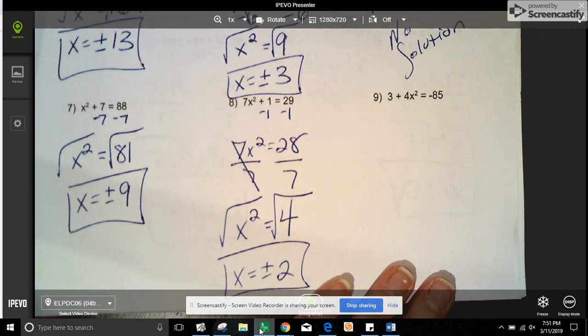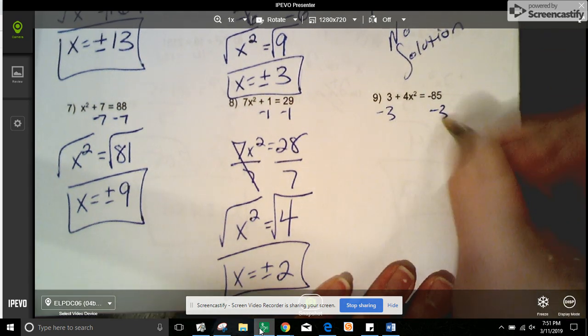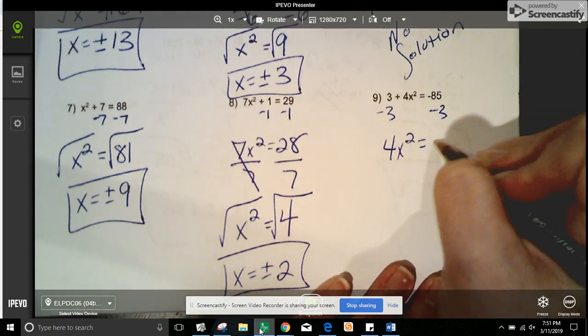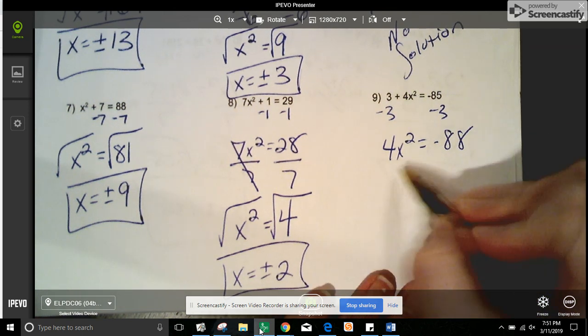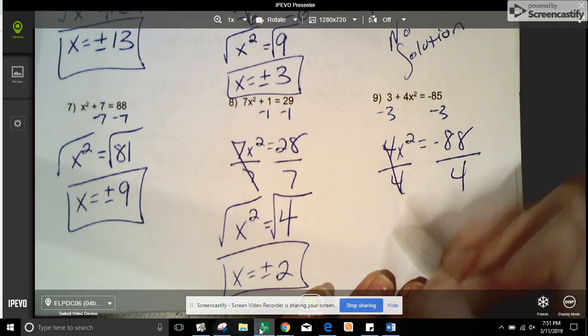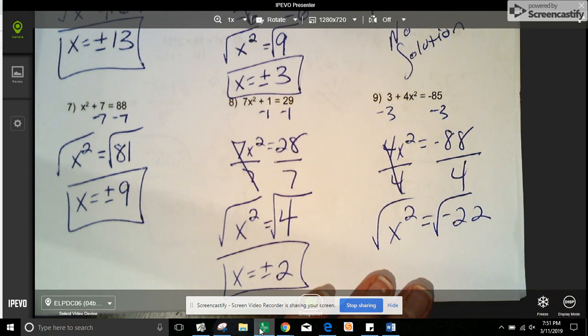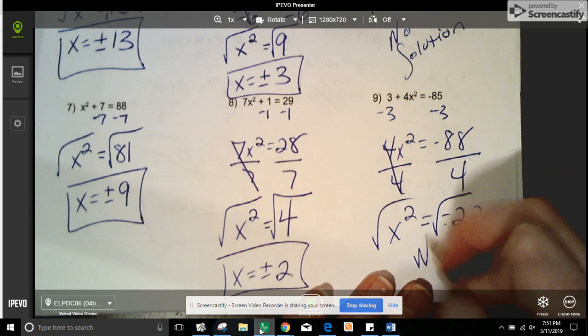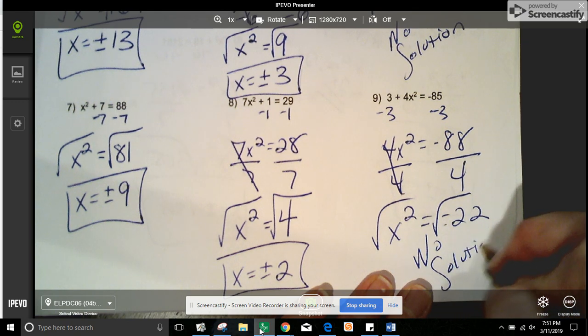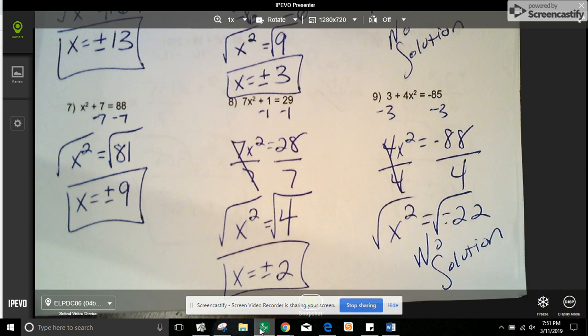And then the last one, subtract 3. So we get negative 88. Divide by 4. If you notice, x squared equals negative 22. When we go to square root it, we're not dealing with square roots of negatives yet. So this would be no solution for now. We'll deal with it in another section.